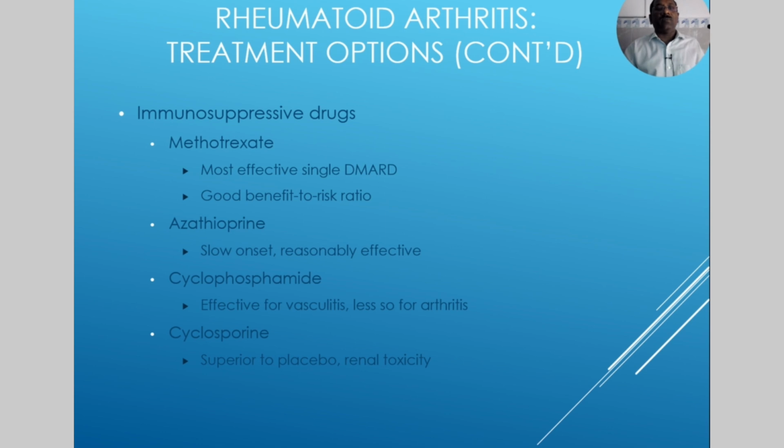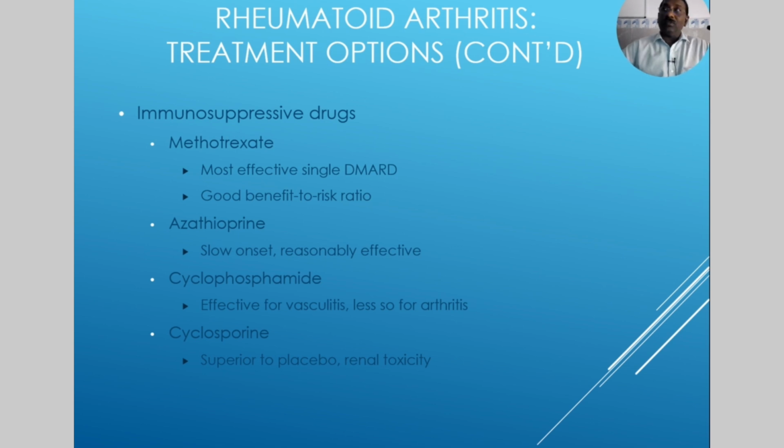So immunosuppressive drugs, methotrexate, most effective, single DMARD, good benefit to risk ratio. So in a country like India, where money matters a lot for our rural Indians, definitely methotrexate helps them a lot because of the once a week therapy.